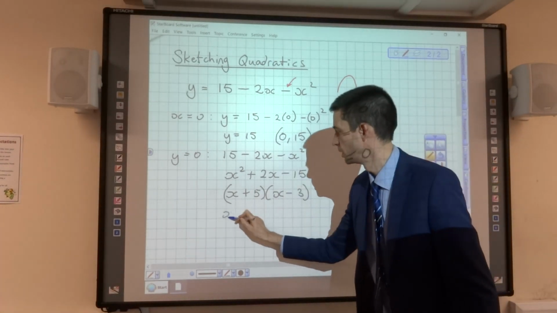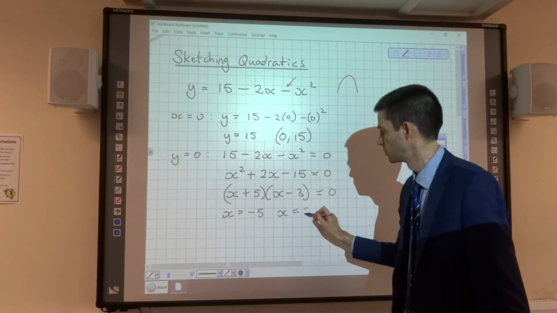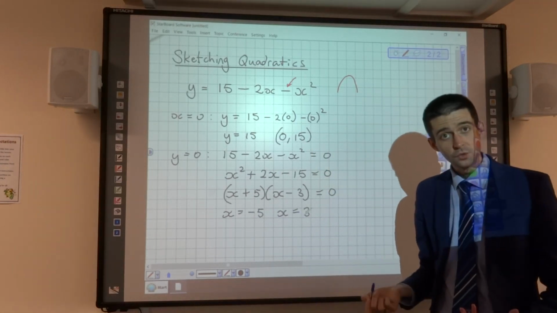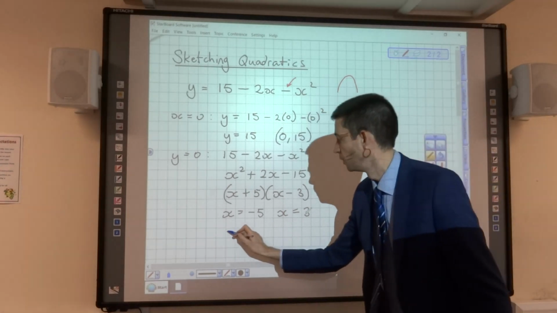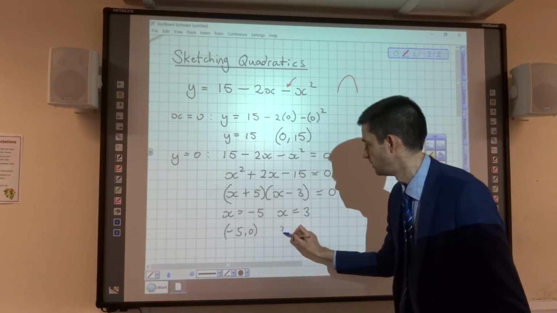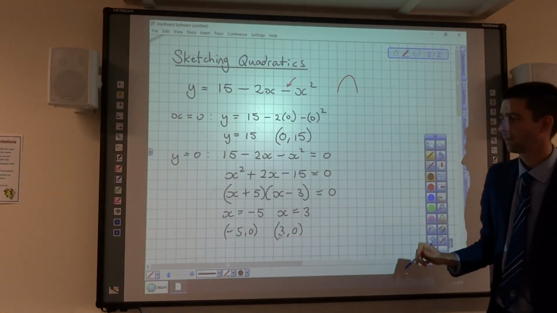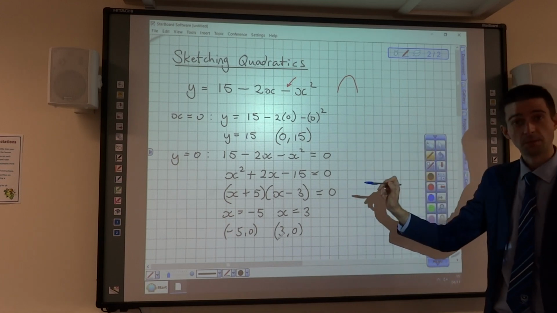which will give me the two solutions of x equals negative 5 and x equals 3, which are the roots of this quadratic, and therefore the coordinates of the points of intersection are negative 5, 0 and 3, 0. So those are the intercepts with the axes.